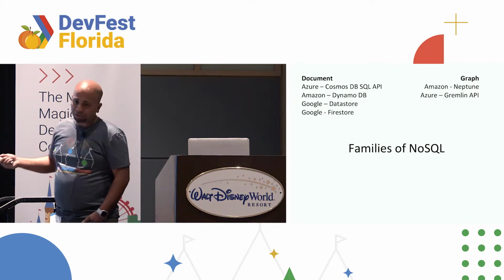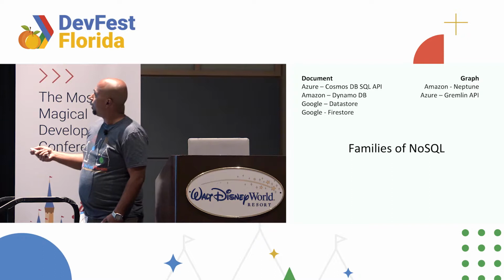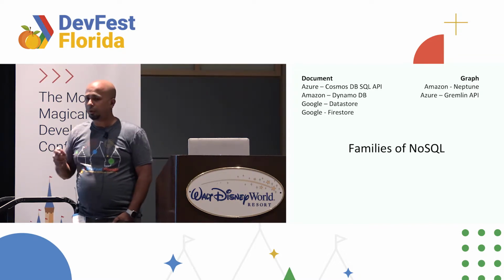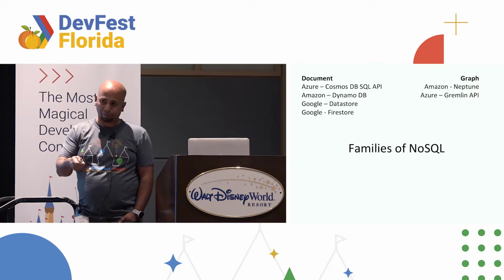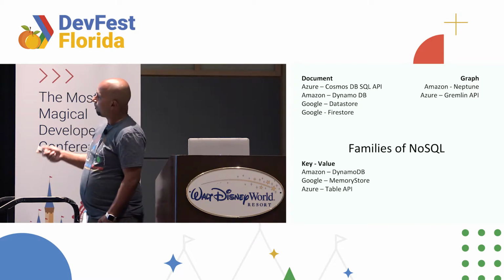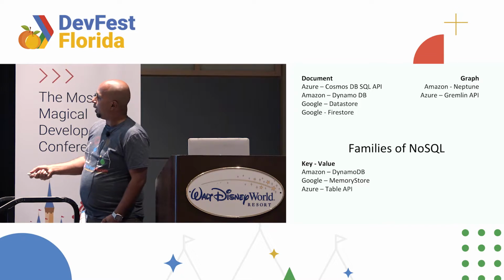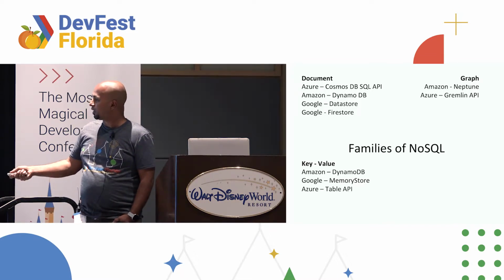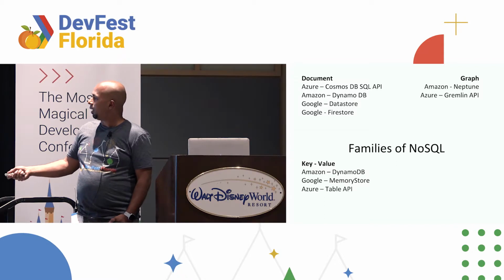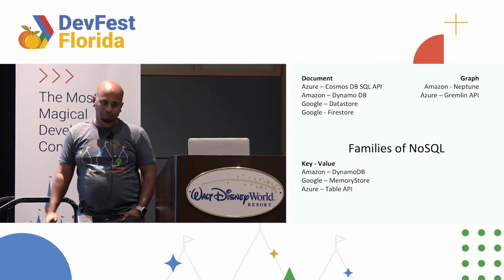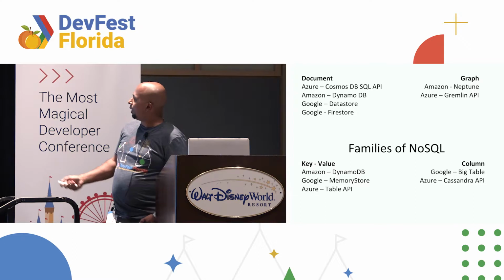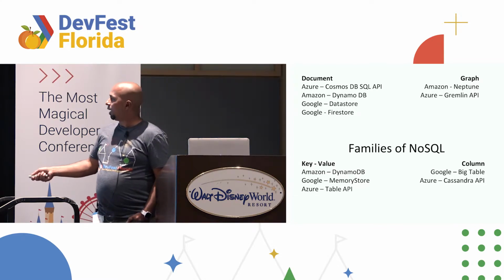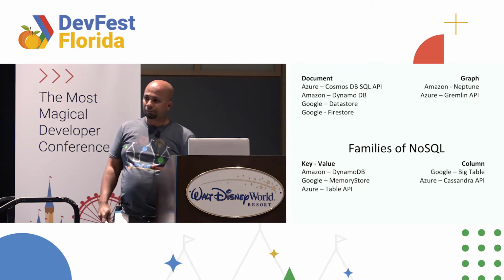For graph databases, Amazon has Neptune, and Azure has a Gremlin-based API. I don't know one for Google. Maybe there's one, and someone will correct me over here. Key-value, Amazon has DynamoDB, which works as a key-value pair. Google has Memorystore, and Azure has Table API. And finally, column-based database. Google has Bigtable, and Azure has Cassandra API.